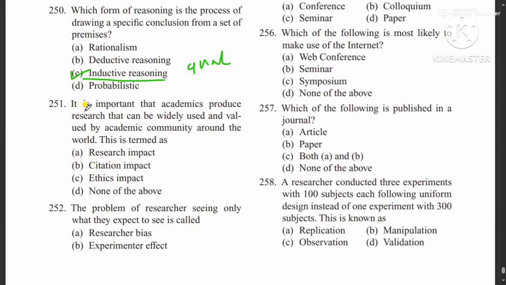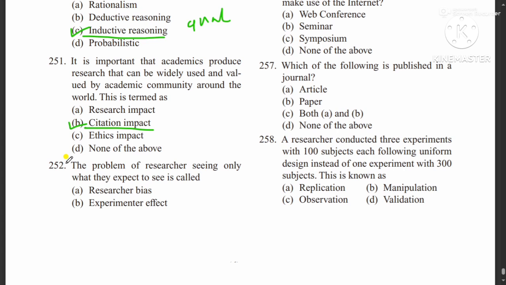Next, it is important that academics produce research that can be widely used and valued by academic community around the world. This is termed as citation impacts. Option B is correct. The problem of researcher seeing only what they expect to see is called. Option A, research bias. Problem of researcher.